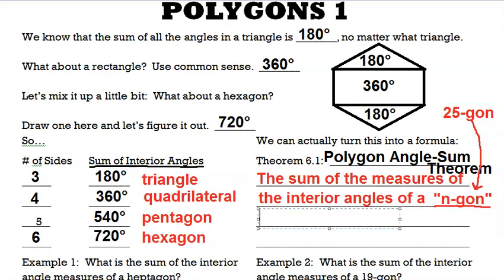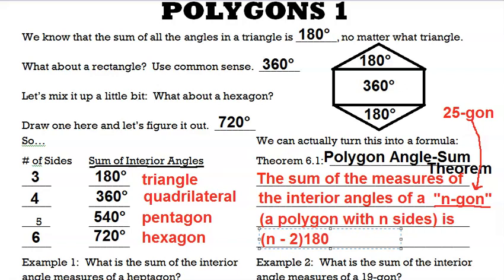All right, now the formula for it, the sum of the measures of an n-gon, and so I want you to write real quick, a polygon with n sides. That's a good way to remember it. That's a good official definition. And here's the formula. n minus 2 times 180. That's it. One of the easiest formulas we do all year.